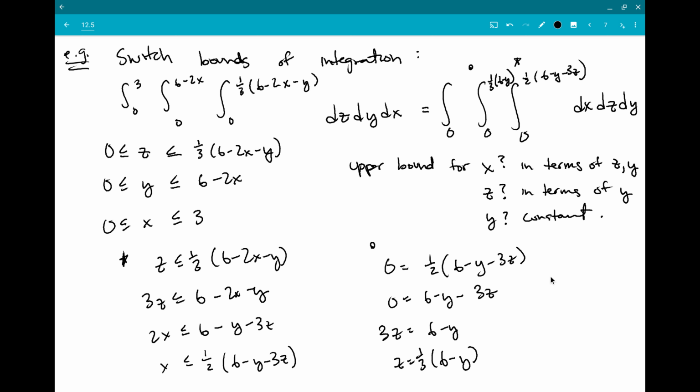And then my last bound, I do the same thing. I say, okay, I don't even have to plot it. I know that I'm casting the shadow of this line and 0 hitting each other. So I get y equals 6. So my upper bound for y is 6.